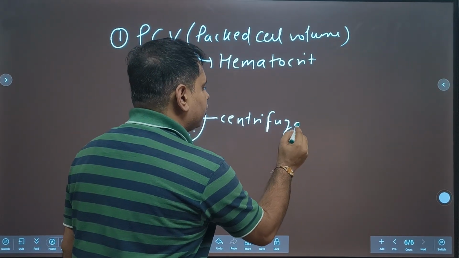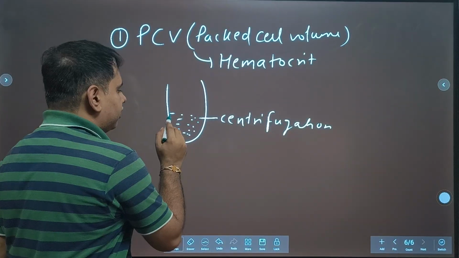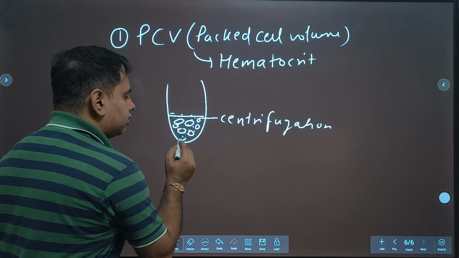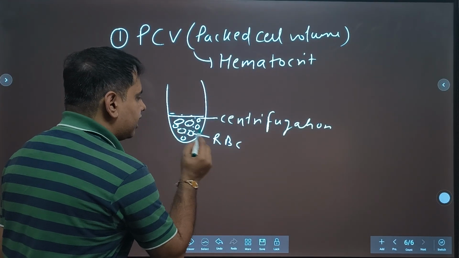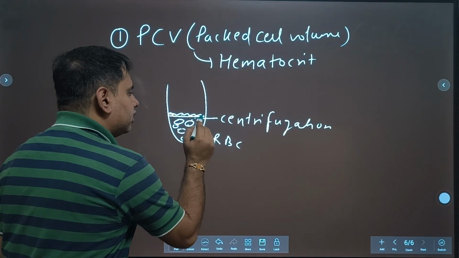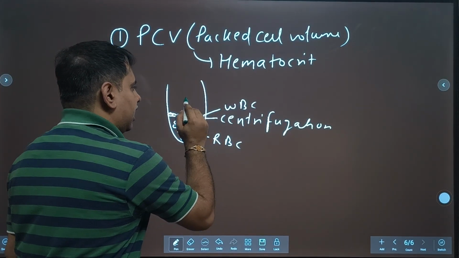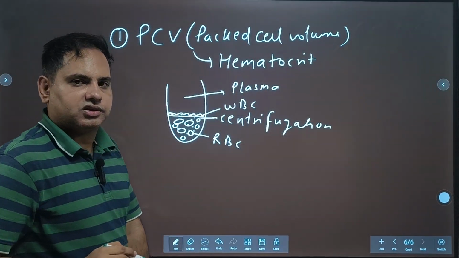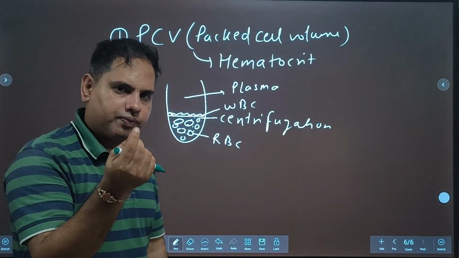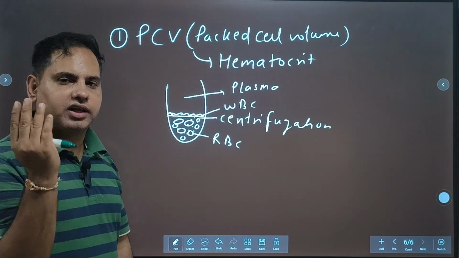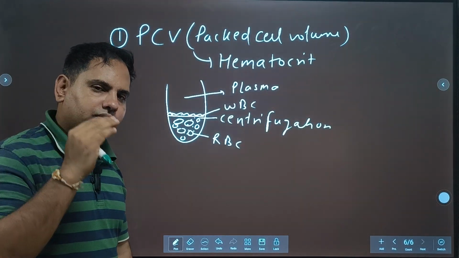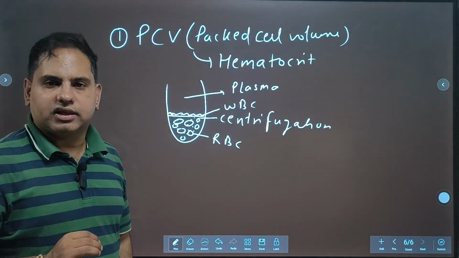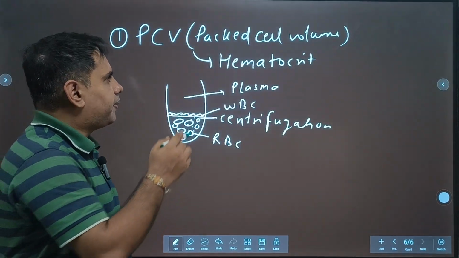You have centrifuged the tube. So after centrifugation, you will find that the cells will settle down. RBCs will settle down, and above the RBCs you will get one buffy coat, that is your WBCs, and above that you will get the plasma after centrifugation. So you took the blood in a tube, उसके बाद आपने उस ब्लड को सेंट्रीफ्यूज कर दिया, सेंट्रीफ्यूज करने के बाद जो सेल्स होंगे वो सेटल डाउन हो जाएंगे, RBC नीचे, ऊपर buffy coat होगा that are your WBCs, और ऊपर आपका प्लाज्मा आ जाएगा, right. So what is packed cell volume?